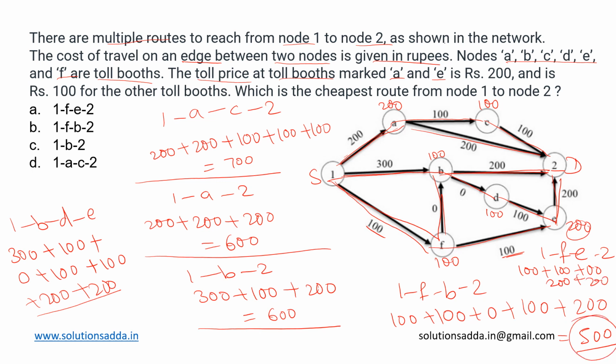So till now we got the minimum cost path as 500, that is 1FB2. So that will be our answer, option B.